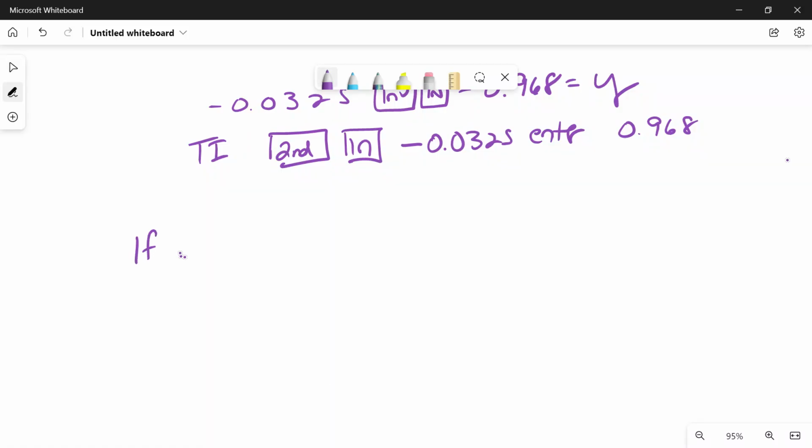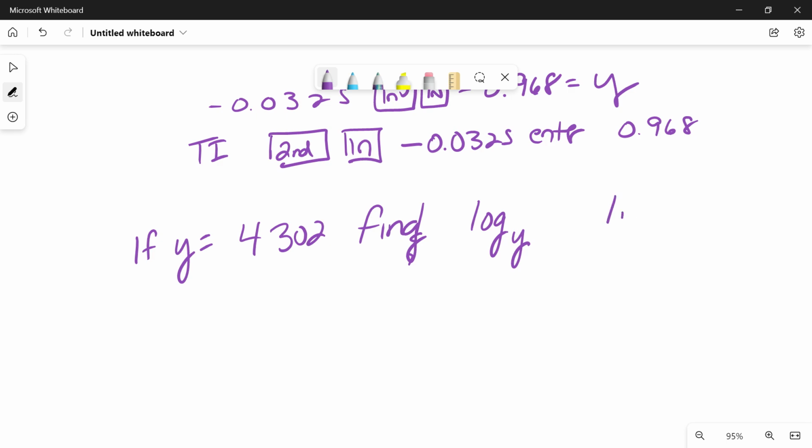All right, let's look at another one real quick. If y equals 4,302, find the log base 10 of y, and we also want to find the natural log of y. This is going to be problem A, and this over here is going to be problem B.